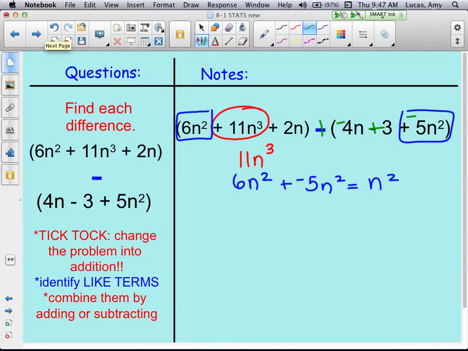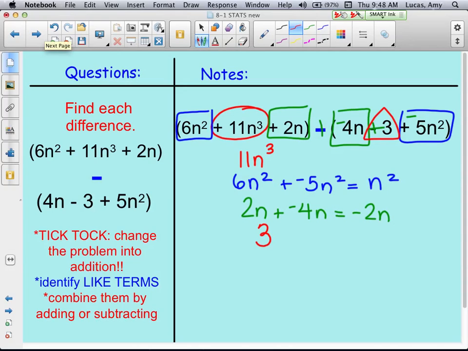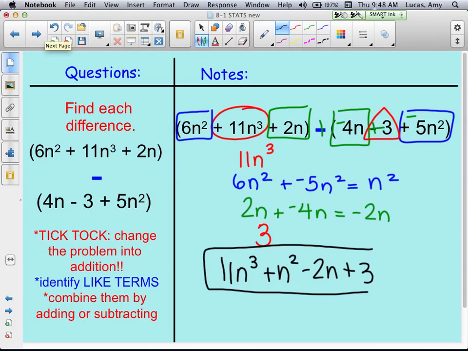Then my next one, 2n plus negative 4n is negative 2n. And last but not least, notice this one, all by itself, a positive 3. So this is the first problem that we've seen with terms that didn't have any like terms. Remember, if a term does not have a like term, it doesn't go away. So you still need to include it in your answer. So our answer is 11n to the third power plus n squared minus 2n plus 3.